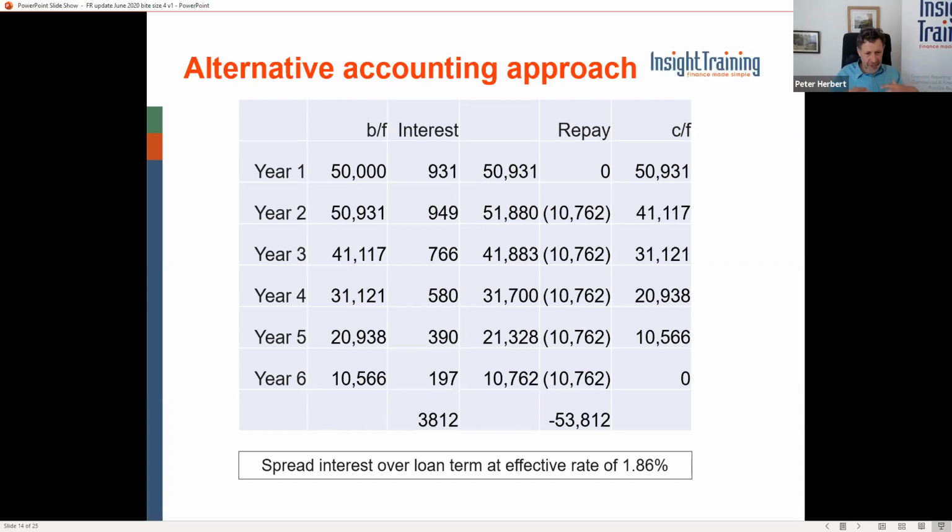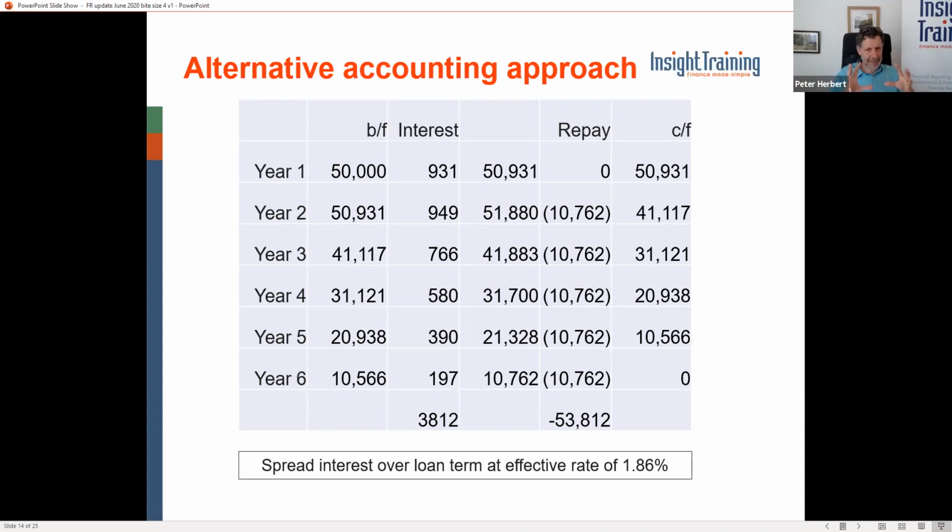But because we're spreading 5 years' interest over a 6-year term, we will have a lower effective rate of 1.86%. We do still have, though, of course, in years 2 through 6, the same equal payments, totaling 53,812 over the remaining term of the loan. So that's the alternative approach you could have there, where you take the view it's actually a tripartite agreement.